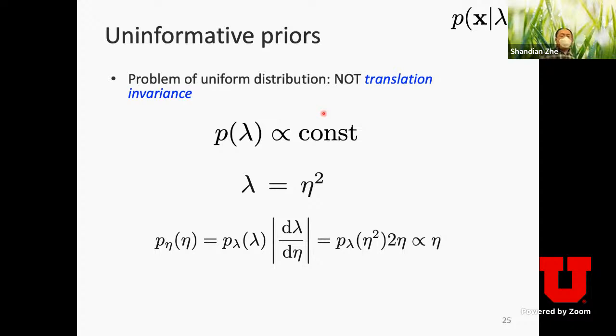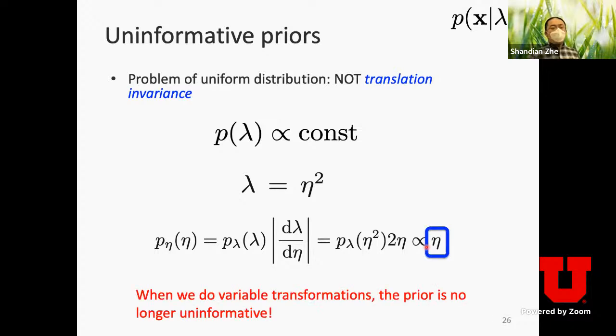Unfortunately, if we apply the formula we discussed before for the probability density after a variable transformation, you'll find that the density of eta is proportional to eta. This is also improper, but anyway, after transformation the prior is no longer uninformative. So how do we address that problem?